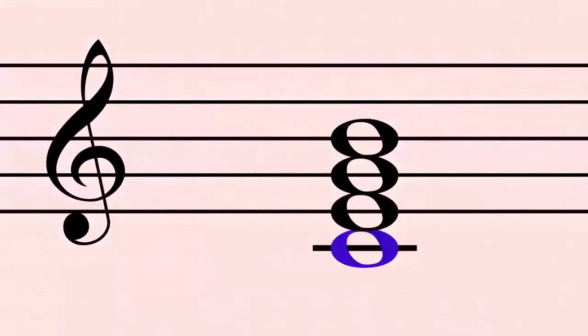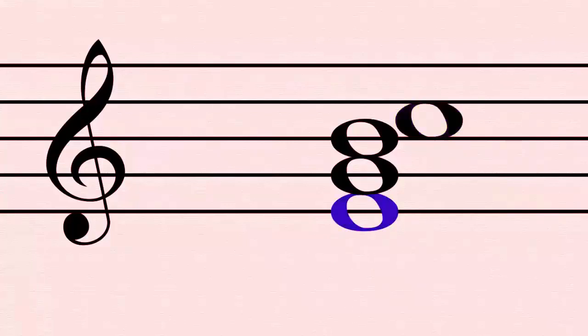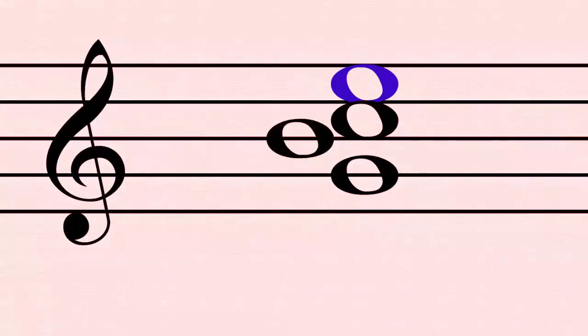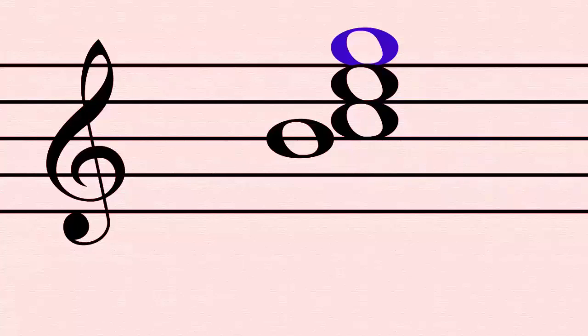Since 7th chords contain 4 notes, there are 4 positions of inversion. Root position. First inversion with the root on top and the third on the bottom. Second inversion with the root and third brought to the top and the fifth on the bottom. Third inversion with the root, third and fifth brought to the top and the 7th on the bottom.